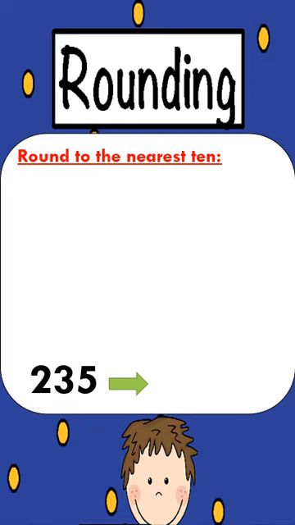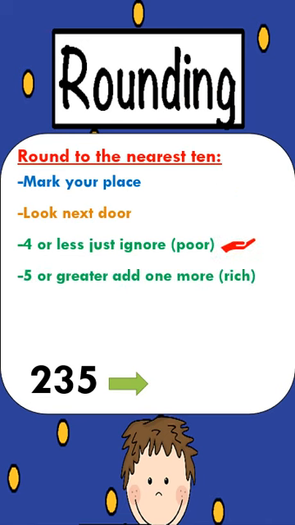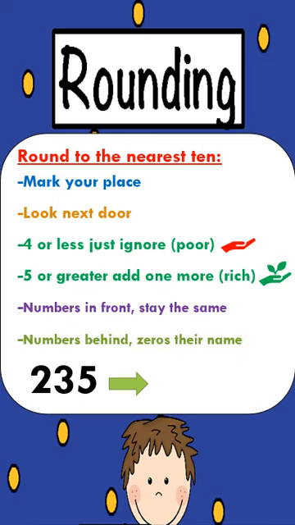The song says, mark your place. Look next door. 4 or less, just ignore. 5 or greater, add 1 more. Numbers in front stay the same. Numbers behind, zeros their name.